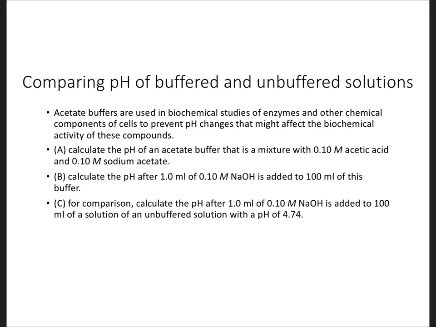Okay, everybody, so in the last lecture we were going through how to do the pH of a buffered solution, but now let's try to calculate pHs for both buffered and unbuffered solutions, and even consider what would happen if we added some acid or base to a buffered solution. So the problem is with the acetate buffered system. We were just looking at acetate a minute ago.